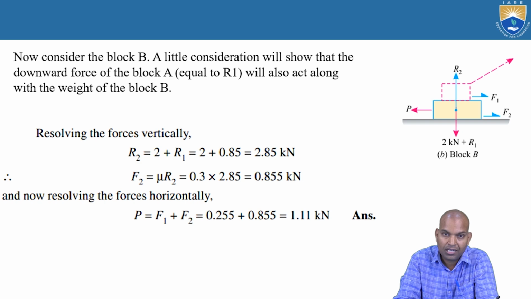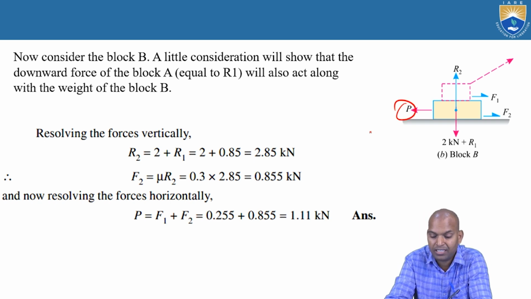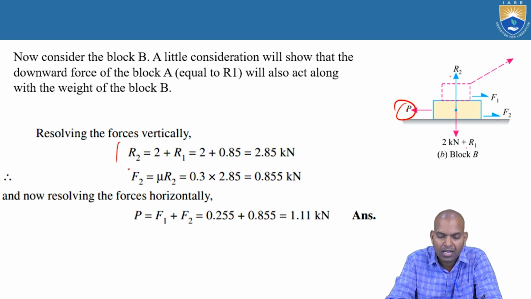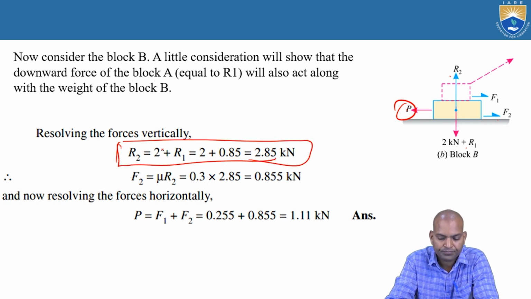Okay, next, this is not sufficient. We need the frictional force between block B and the floor, since the effort P is required. Now we consider the free body diagram of block B. When the effort P is moving in this direction, F2 acts in the opposite direction. Now apply horizontal and vertical equilibrium conditions. R2 equals 2 kilonewtons plus R1, that is 2 plus 0.85, which is 2.85 kilonewtons.